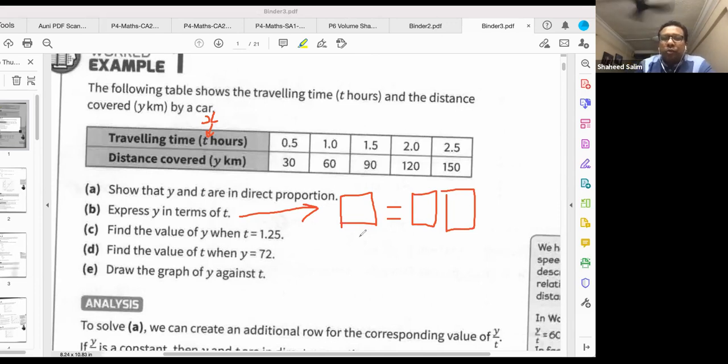So I want to know what's the equation, which is question B. They're asking you for question B.